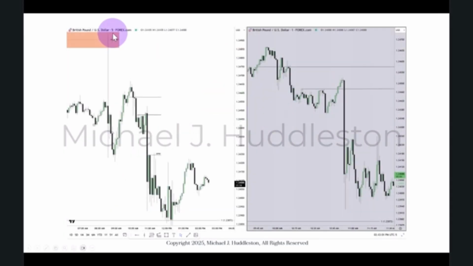Left-hand side, 5-minute chart. Right-hand side, 1-minute chart. So on the left-hand side, you can see how during the non-farm payroll, which you should not have been trying to trade, by the way, because NFP is what it stands for. It's non-farm payroll. It's the employment data. But around here, we refer to it as not for professionals.